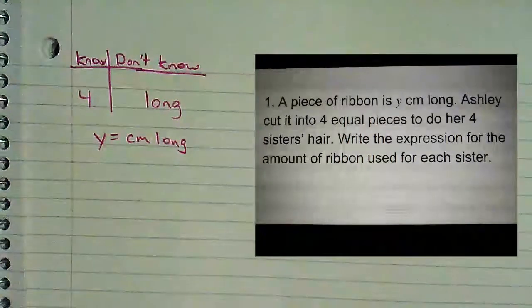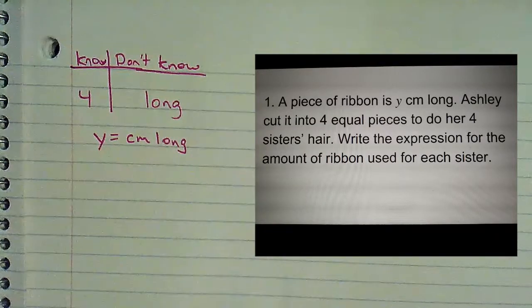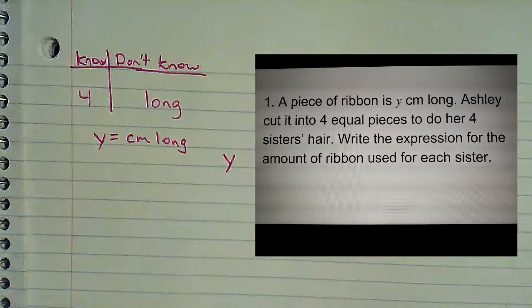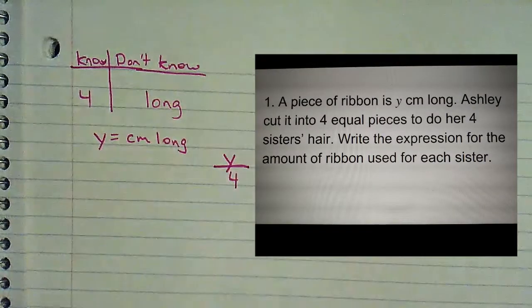She's cutting it into 4 equal pieces. Whenever you're dividing something into 4 equal pieces, what operation are you going to use? You're going to use division. So Y, which is how many centimeters long our ribbon is, because we don't know that length, is going to be divided by 4. So Y over 4. And that's it. That's all we need to do.